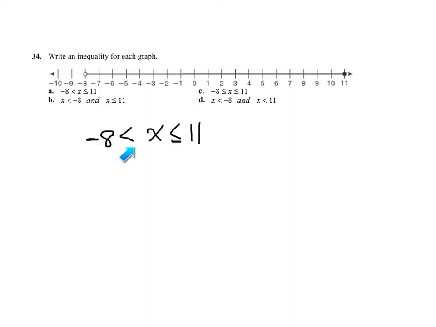And let's see if that actually matches anything up here. So looking at letter A right off the bat, negative 8's match up. It's less than x, x less than or equal to 11, so it matches perfectly. So A should be my answer.